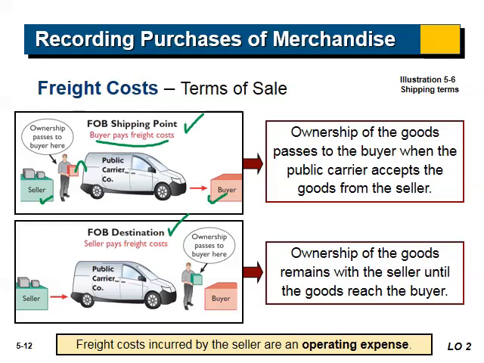FOB destination, down the bottom picture, the ownership passes to the buyer when it's received by the buyer. So that's normally the seller paying the freight costs, and then the title doesn't transfer to the buyer until it's received by the buyer. It's a big deal with things like insurance and things like that. Okay, and then you'll see down the bottom, freight costs incurred by the seller are an operating expense.